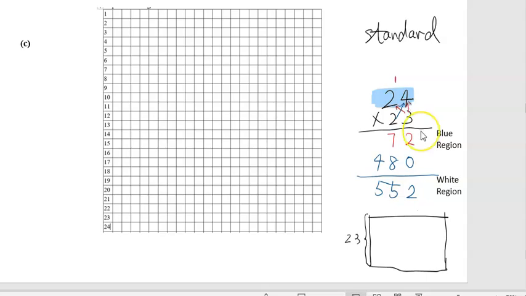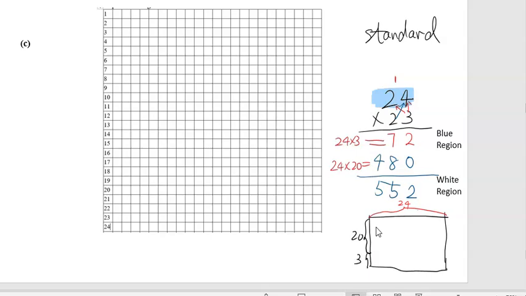So for example, 72 comes from 24 times 3. That's how we got 72. And then 480 comes from 24 times 20. Again, this 2 means 20. So notice 24 is not broken down. So I'm going to keep 24. But we actually broke down 23. So I'm going to break down 23 as 20, so that's 20, and there's 3 rows.